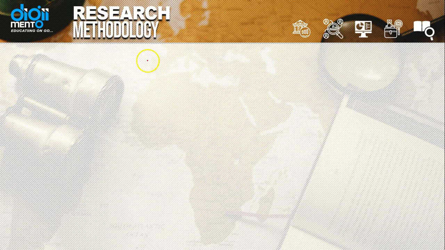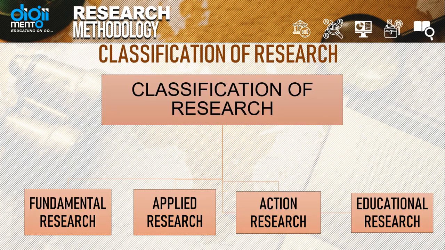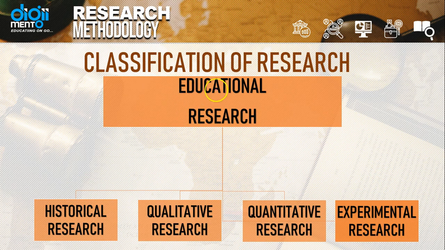Now the next one is educational research. We have studied previously fundamental research, applied research, action research, and now we are studying educational research. In the educational research, we classify it into four parts. First one is historical research, second one is qualitative research, third one is quantitative research, and the fourth one is experimental research. So let's take some brief knowledge about educational research, then we'll come to historical research.